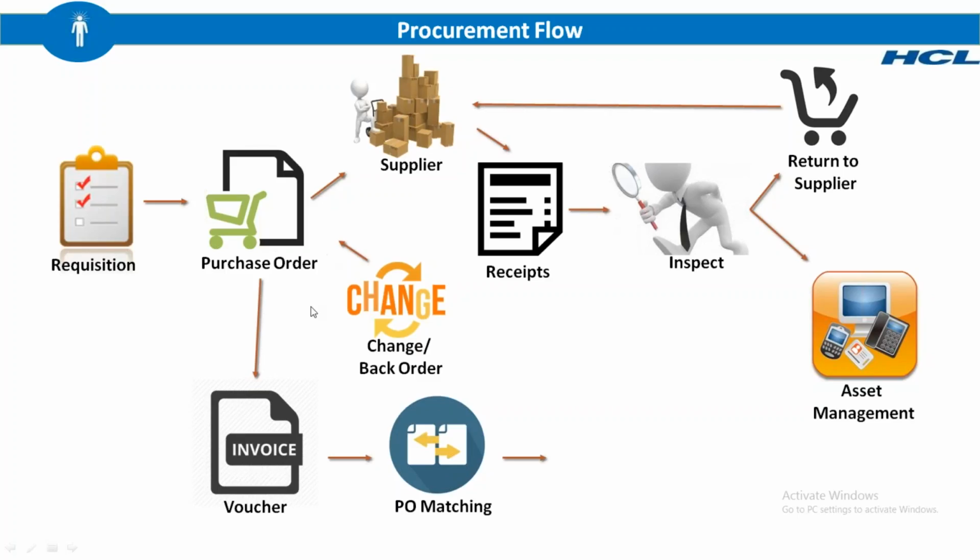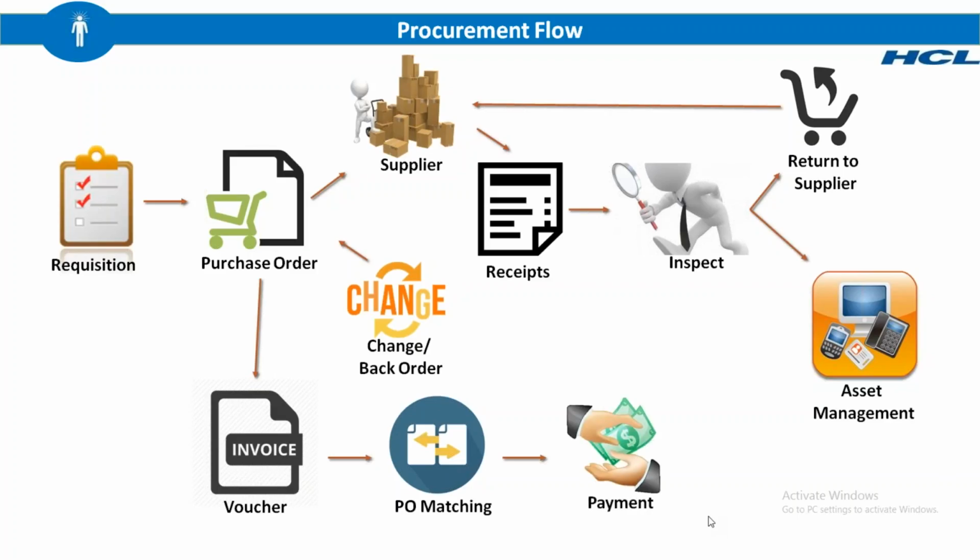So how does the system know whether it has to go through the two-way, the three-way, or the four-way? That we can specify at the PO level, where we have to specify whether it has to go with the two-way, the three-way, or the four-way. So we have to specify at the PO level. Based on that, the PO matching process runs.